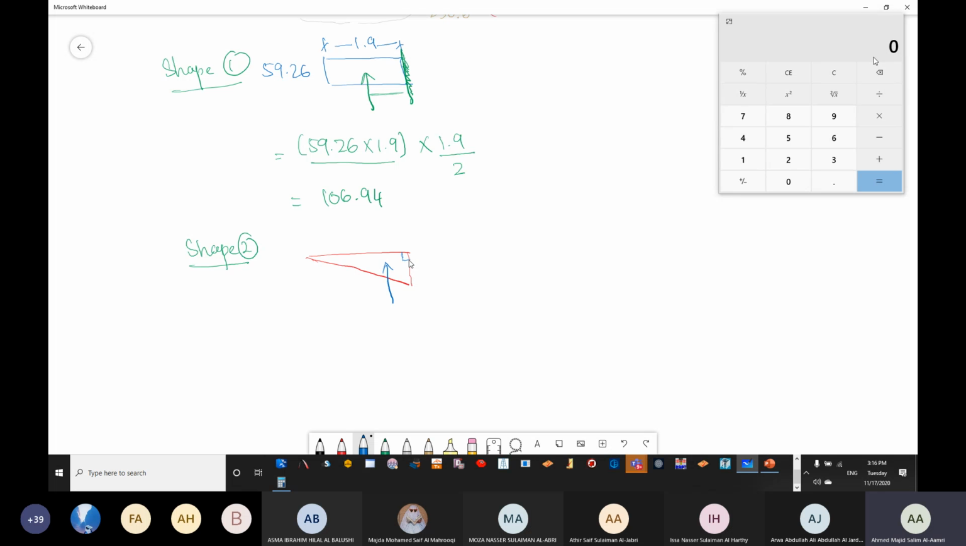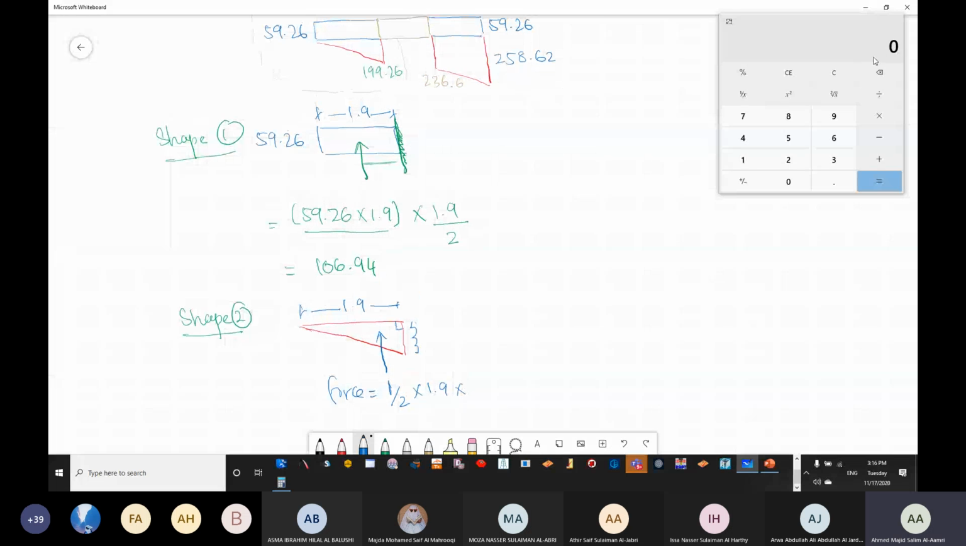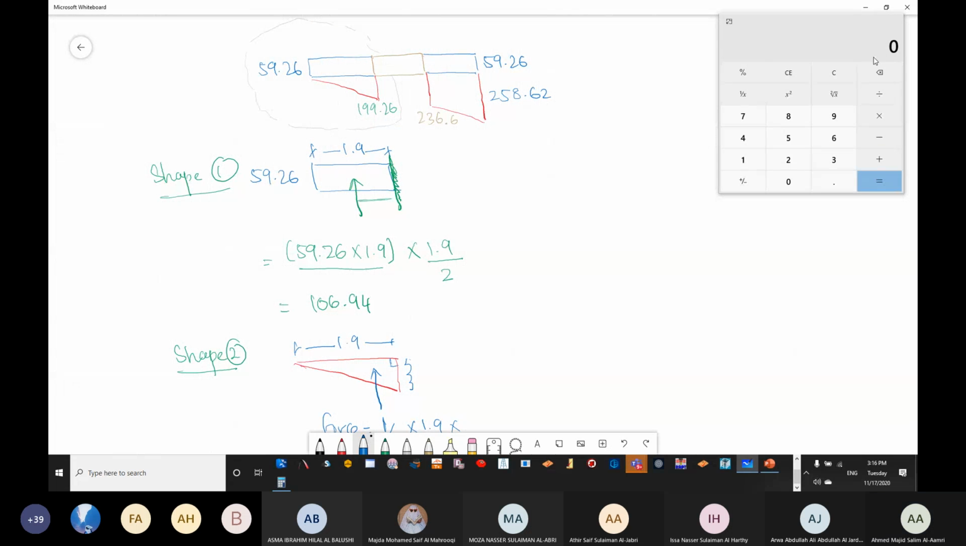Now, how to find the force? The force equals half of the base. The base is 1.9 multiplied by the height. What's the height of the triangle? Can you check for me how much is the height of the triangle?